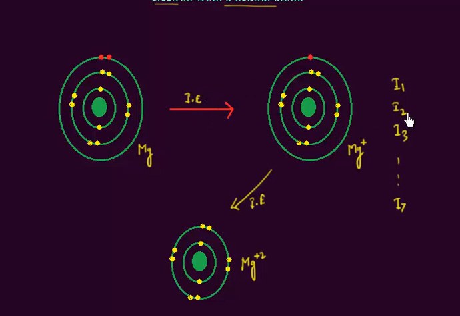And so I2 represents the second ionization energy, and it is the amount of energy which is required to remove the second electron from that particular atom. This represents the second ionization energy because the second electron is removed by this ionization energy from the magnesium atom, and so on.